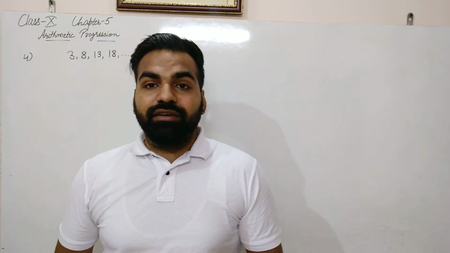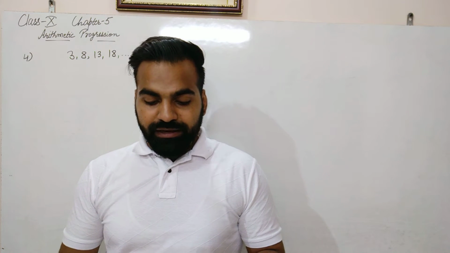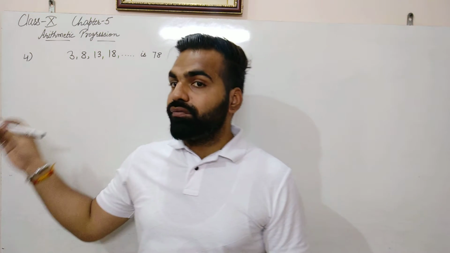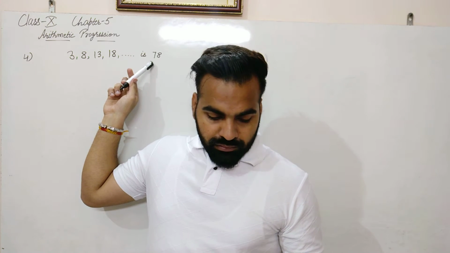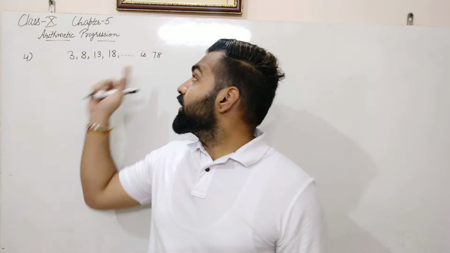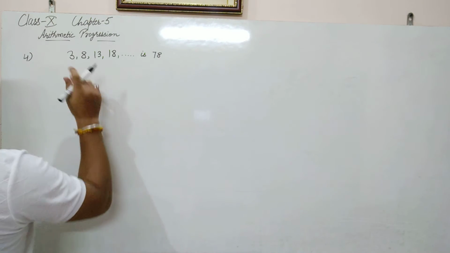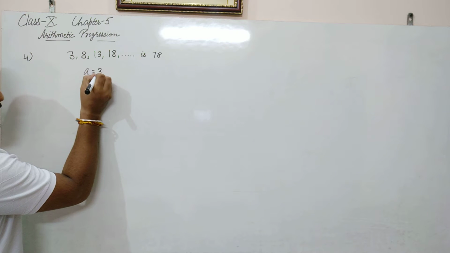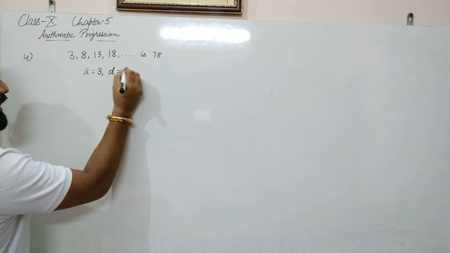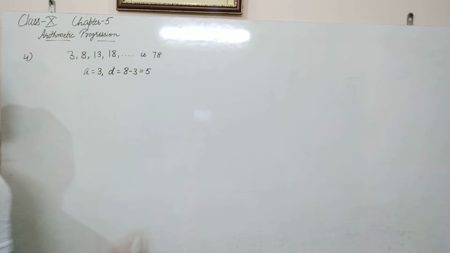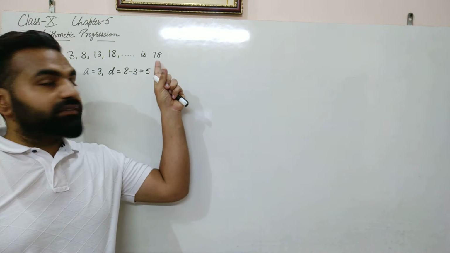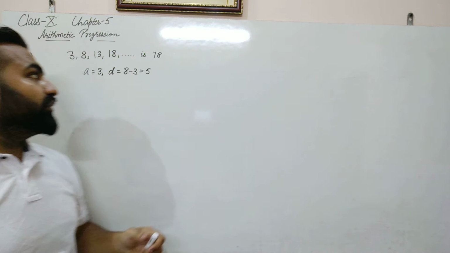An AP is given: 3, 8, 13, 18 and so on. We have to find which term of the AP is 78, that is, on which number the term 78 will come. Here we can see that the value of A is 3. What is D? D is 8 minus 3, that is 5. Now we have to find the value of N on which the term 78 will appear.